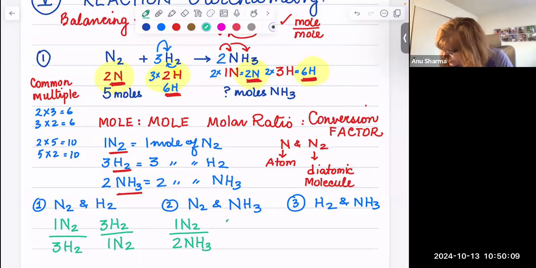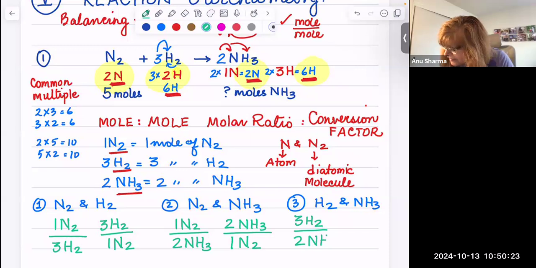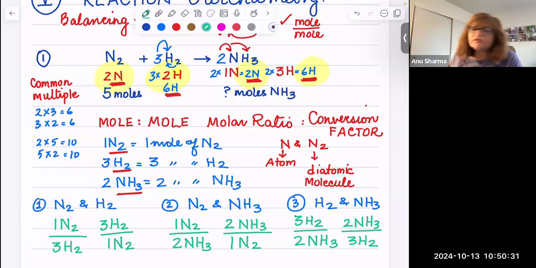Now, 2 moles of NH3 are coming from 1 mole of N2. Similarly, there are 3 moles of hydrogen and they are giving you 2 moles of NH3, and 2 moles of NH3 are produced when 3 moles of hydrogen are reacting. Okay, so these are the conversion factors.